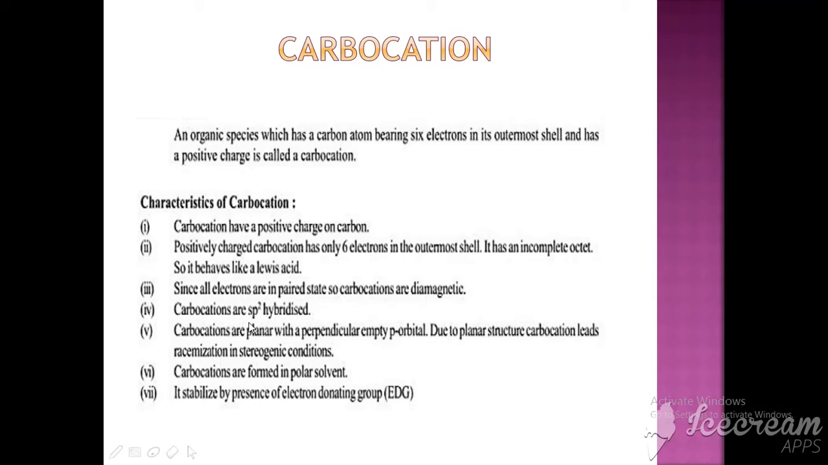Now, carbocations are sp2 hybridized. Carbocations are formed in polar protic solvent. We need to underline this topic because it will be used in our further chapters. The most important topic here is the last point given over here: it is stabilized by the presence of electron donating groups. This we will study when we deal with acid and base strength.